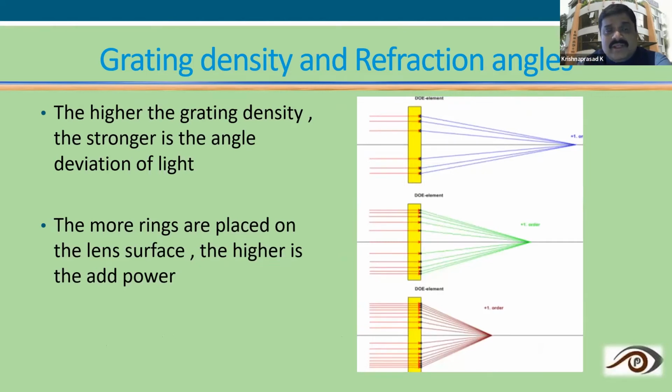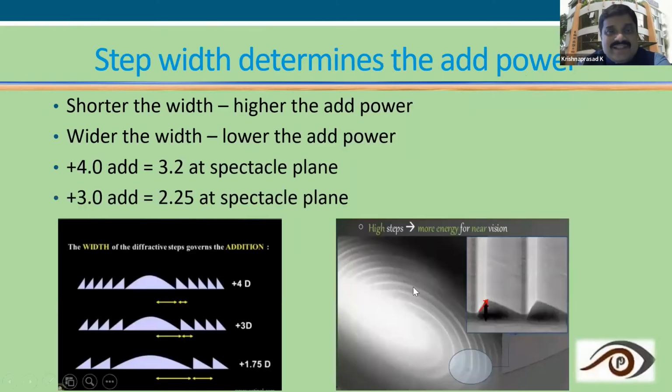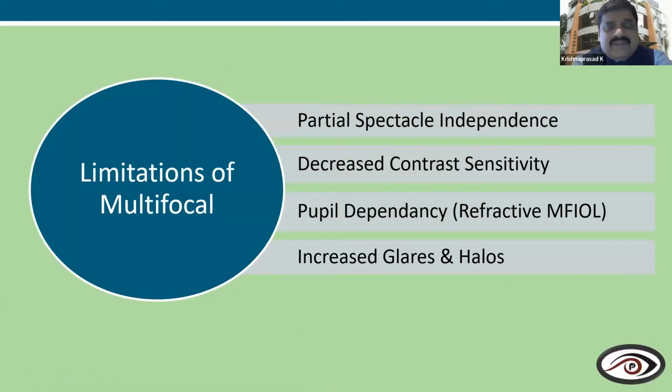If more rings are placed on the lens surface, that means higher is the add power. So you can see in this picture, the shorter the width, the higher the add power; the wider the width, the lower the add power. Suppose if you see here, if it's +4 in the lens, that means it is around 3.2 at the spectacle plane. If it is +3, that is around 2.25 at the spectacle plane. These are a few limitations with the multifocals. Of course, definitely there is a problem with glare and halos.